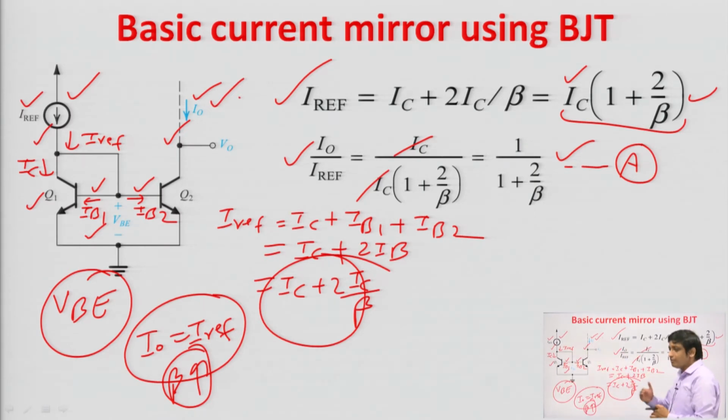fine. We will move towards the ideal case. The ideal case is the output current is equal to input current, exactly equal to input current. For that the beta should be high.